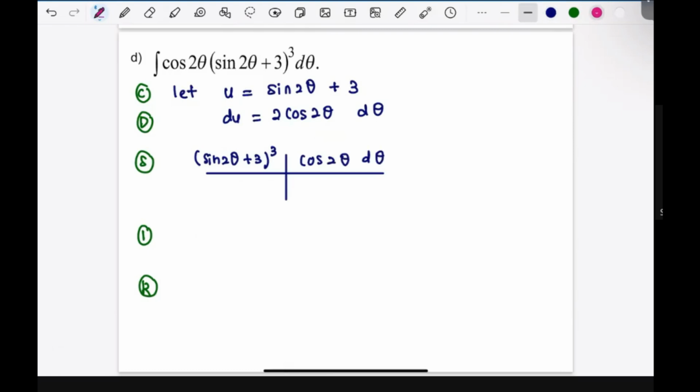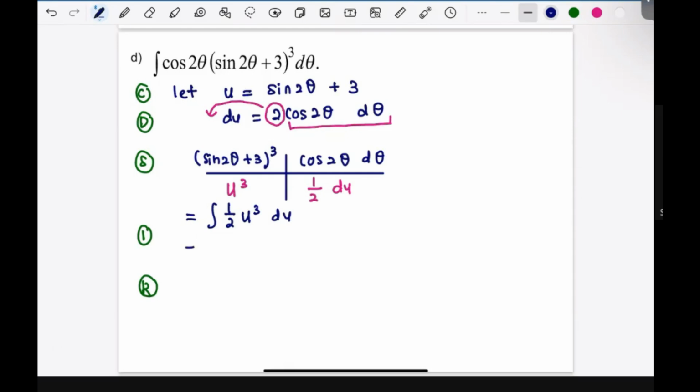Okay. Now we have to change this into u term. So for the first column, it will be u cube. And for second column, careful, we only want cos 2 theta d theta. But from our du just now, we have extra 2 here. So you have to bring it to the front. That's how for cos 2 theta d theta, now we will get half du. So our new question in terms of u now will be half u cube du.